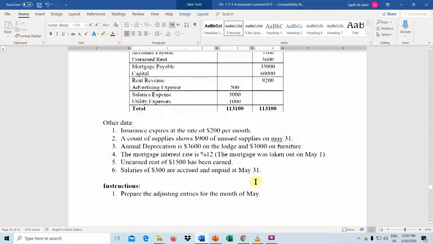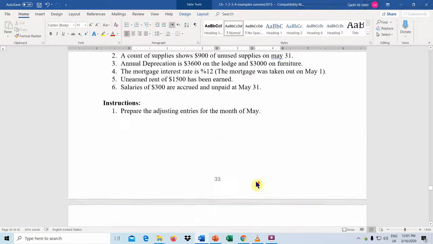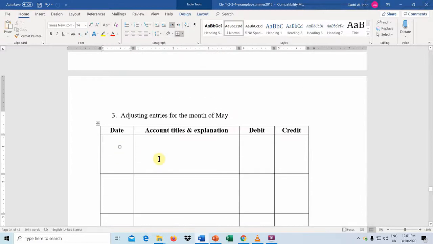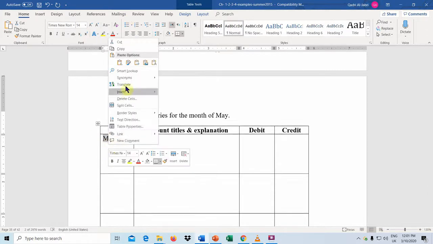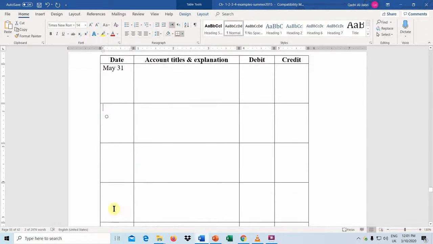So simply I will debit. For all adjusting entries, it will be at the end of the accounting period. In this example, it will be May 31.